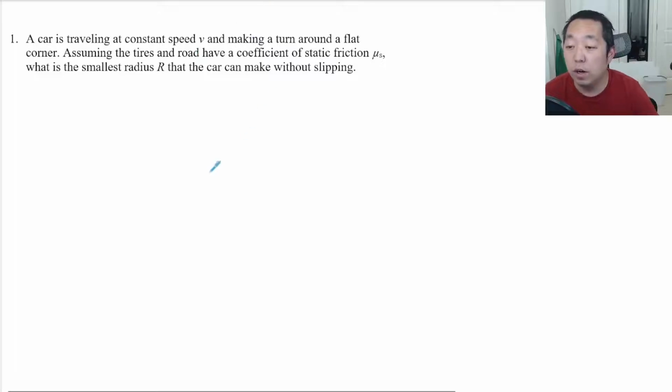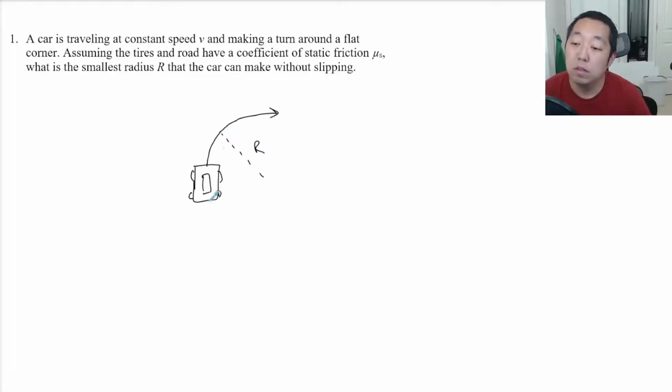So here we have a car, and it's going in a circle. Let me give a top view of a car here. Wheels here. And it's making a turn with the radius r here, right? So if we look at the side view of the car, we want to look at a free body diagram. Okay, it's turning this way to the right.